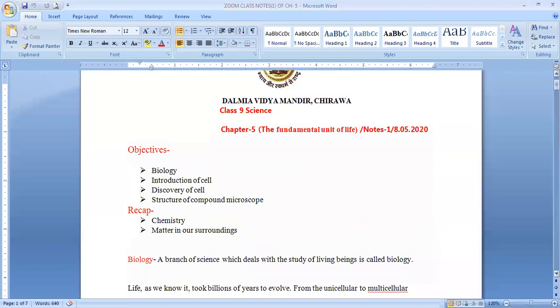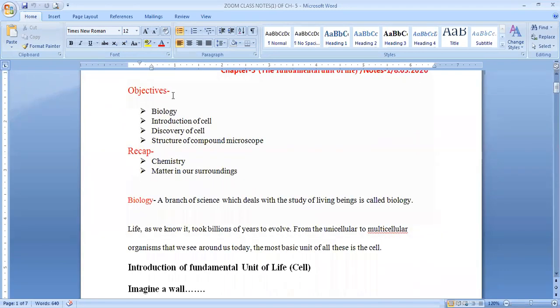Today we are going to start chapter 5, that is the fundamental unit of life. Now, our today's objectives, means what we will learn today. Today we are going through what is biology, introduction of cell, discovery of cell, and structure of compound microscope that is given in your syllabus, right?